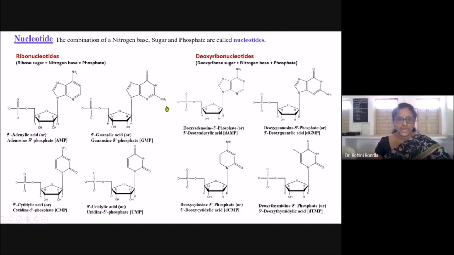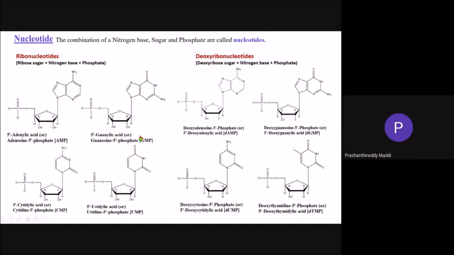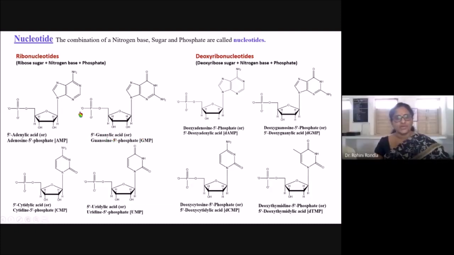If you take this guanine, what is the name? 5-guanylic acid or guanosine 5-phosphate. Or we can call it guanosine monophosphate. Practice these. If you take this cytidine, what is the name? Cytidylic acid or cytidine 5-phosphate, CMP. If you take uracil, uridylic acid or uridine 5-phosphate, UMP. These are the names and structures of ribonucleotides.